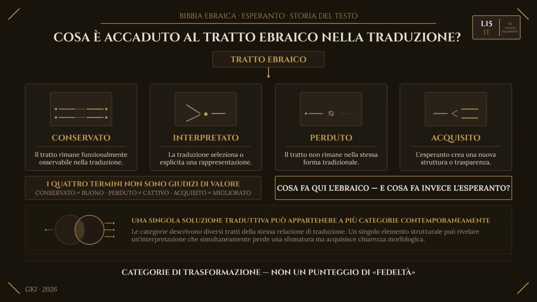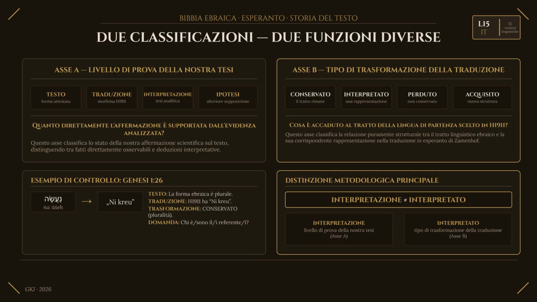We classify outcomes into four categories: conserved, interpreted, lost, or acquired. These are not value judgments of good or bad, but descriptions of how the translation handles specific features. Our analysis relies on two classifications. First, the level of evidence supporting our thesis, and second, the type of transformation in the translation. Distinguishing between interpretation as a level of proof and interpreted as a transformation category is fundamental.